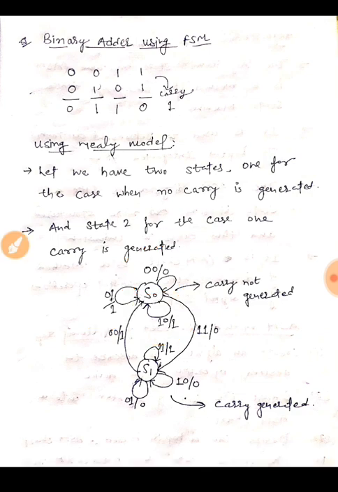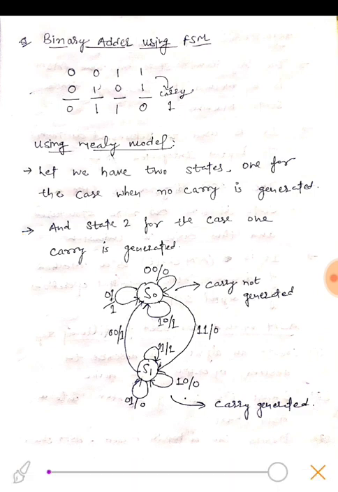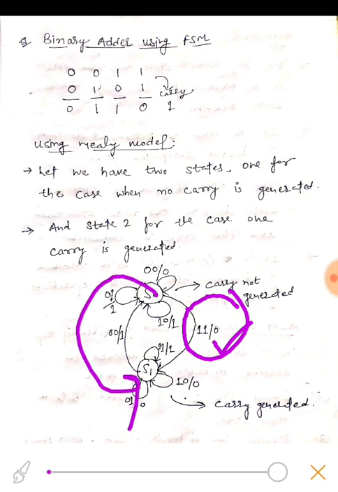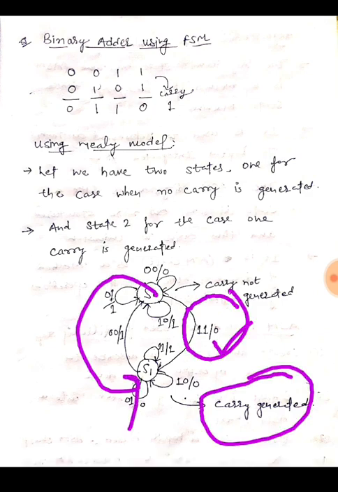Now let's move to the fourth case, in which the inputs are 1 1. So output would be 0 and our system would move to state S1. Output would be 0 as 1 1 will add to produce a 0 and carry is generated. So our system has moved to state S1.